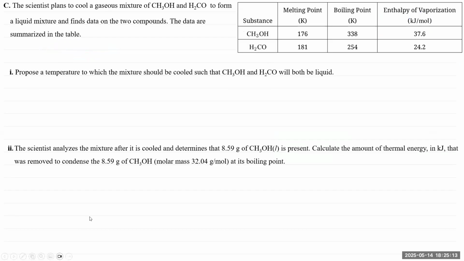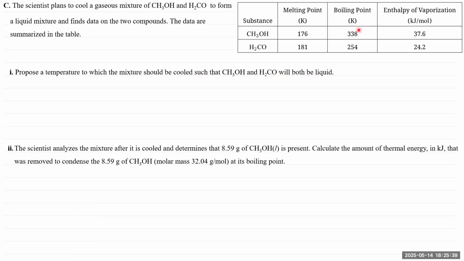Okay. Next question. The scientist plans to cool a gaseous mixture of methanol and formaldehyde to form a liquid mixture and finds data on the two compounds. The data are summarized in the table. Okay. Propose a temperature to which the mixture should be cooled such that methanol and formaldehyde will both be a liquid. So let's take a look.